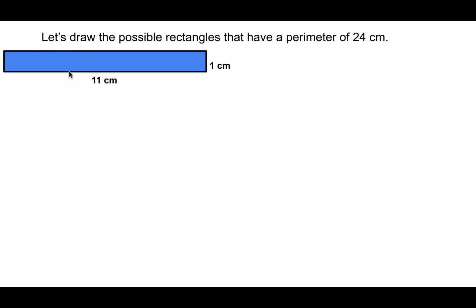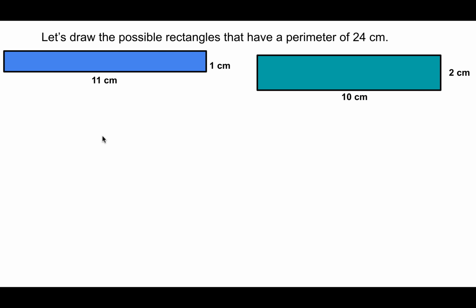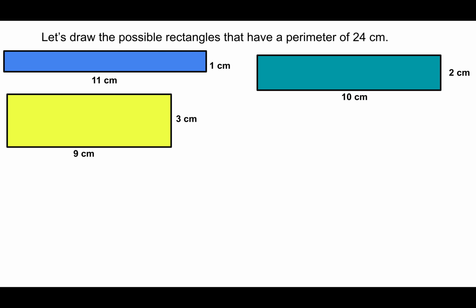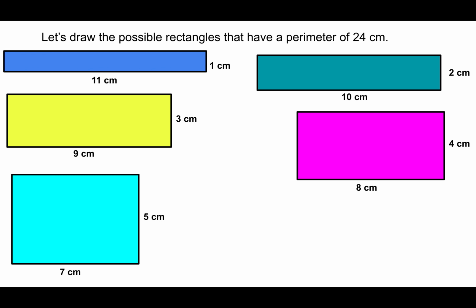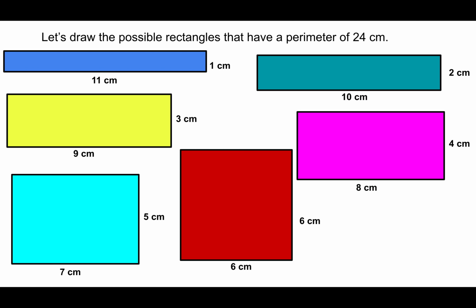So in this case, if this rectangle, the bottom is 11, the top would also be 11, and the left and the right side would both be 1, and the sum is 24. Another one would be 10 centimeters by 2 centimeters, 9 centimeters by 3 centimeters, 8 centimeters by 4 centimeters, 7 centimeters by 5 centimeters, and the last one is 6 centimeters by 6 centimeters.